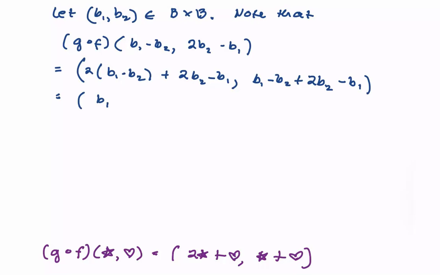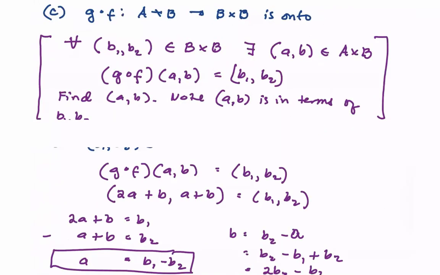And then we have negative 2B2 plus 2B2, so that gets cancelled out. So that's just B1. And then here I have B1 minus B1, that's 0. 2B2 minus B2 is B2. We have to show that this one belongs in A cross B.